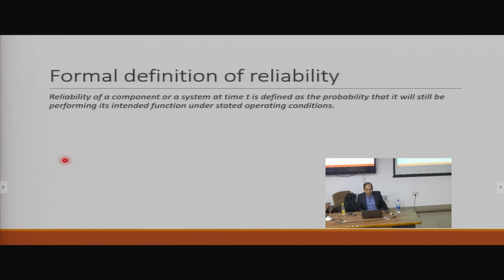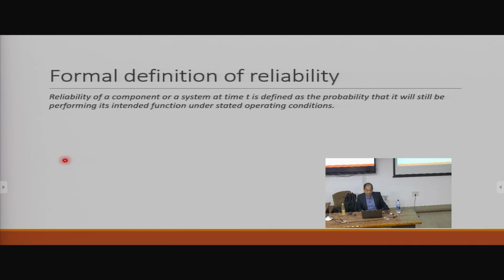Reliability of a component or a system at time t is defined as the probability that it will still be performing its intended function under the stated operating conditions. Okay, so this covers all the things that we've been saying. It is a probability. It has to be defined at a particular time. There's no vague reliability. "This is reliable" doesn't mean anything. Everything is reliable initially until you operate it a certain amount of time.